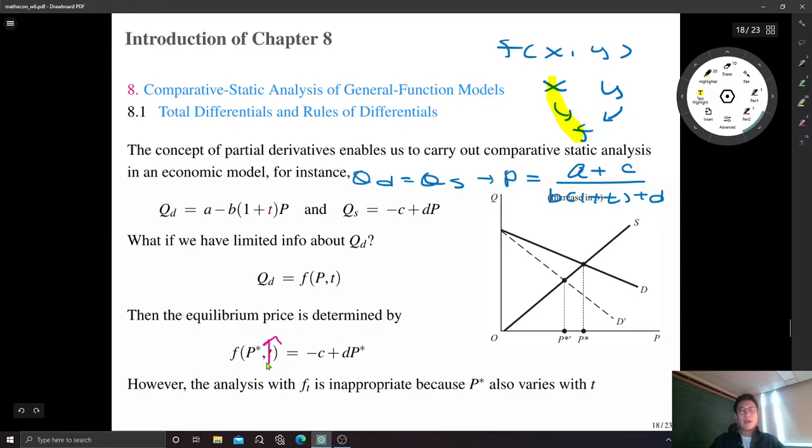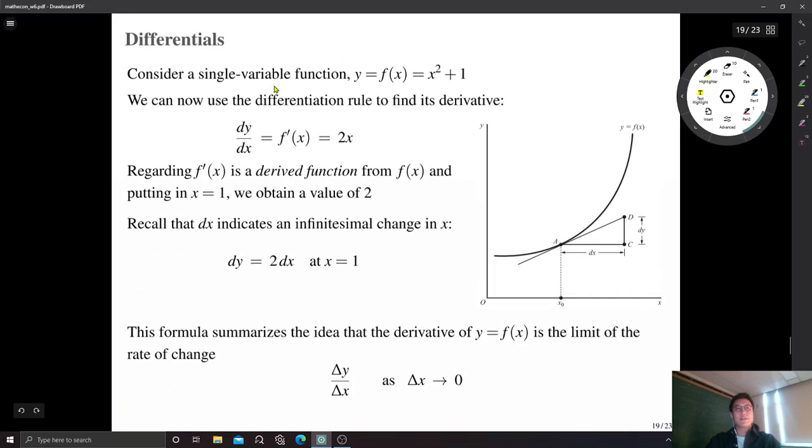Okay, so now we have to think about how to consider total variation. So, how to define the total variation of a function in the case of two variables. Okay, so that is a kind of brief introduction of the total differential. Now we have to think about a different approach for comparative static analysis. And to understand the total differential, let me first go back to a single variable function.